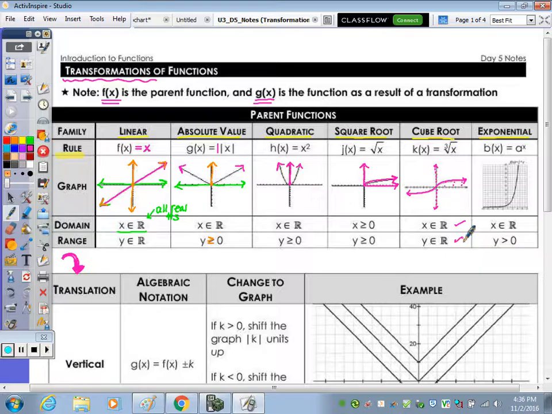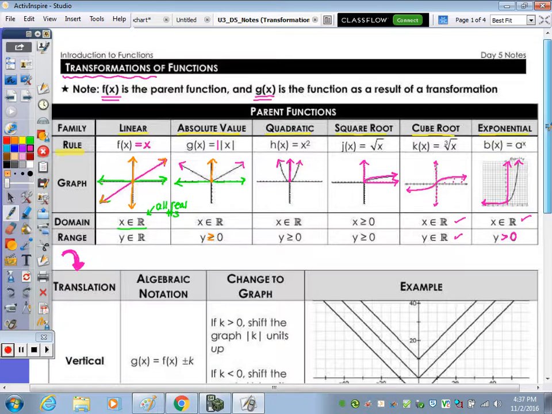Let's add the arrows to the exponential, as it's going to continue covering left, and it's going to continue covering all the way right, so domain is all real numbers. And then this graph is only above the x-axis, and it won't ever touch, it'll approach the x-axis, but it won't ever touch, so therefore it's just greater than 0 and not greater than or equal to 0. We're just above zero and covering everything higher for the range on the y-axis.